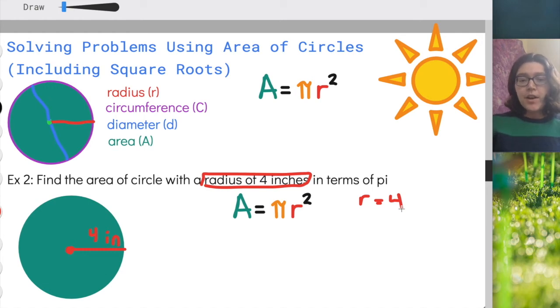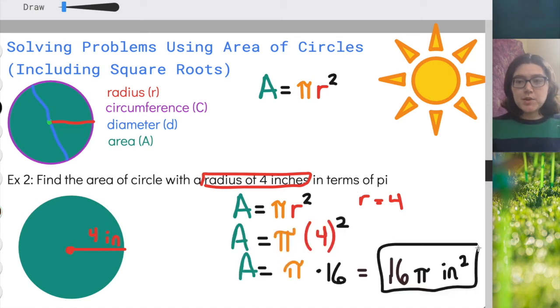Okay, and when they tell us to find the answer in terms of pi, that means they're looking for the exact answer. They want you to keep pi in it. So don't multiply by 3.14. Okay, just have some number times pi inches squared is going to be your answer. So it's like you don't need the last line on the example we just did. So go ahead, substitute in 4 for r, and figure out what the area of this circle is.